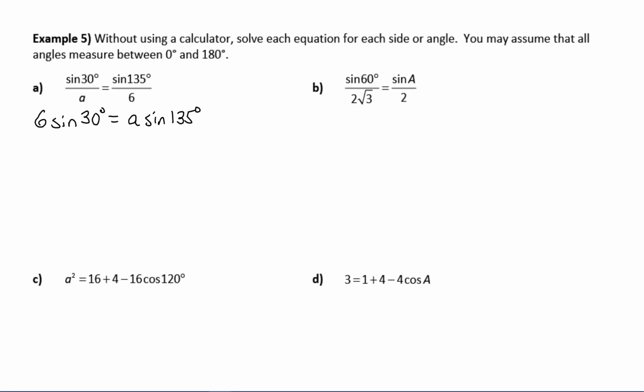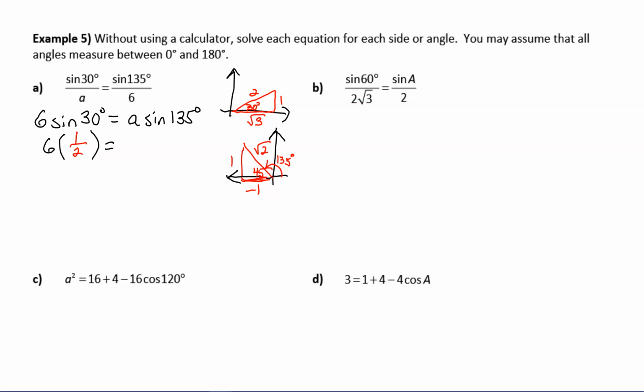So we should have 6 times the sine of 30 equals A times the sine of 135. 30 degrees is a first quadrant angle. We can draw our 30, 60, 90 triangle, and sine will be opposite over hypotenuse, or 1/2. Now to find the value of sine of 135, which is a second quadrant angle. 135 is 45 degrees more than 90, or 45 degrees less than 180. Either way, we get a 45-degree reference angle. And the sine of 135 is 1 over root 2.